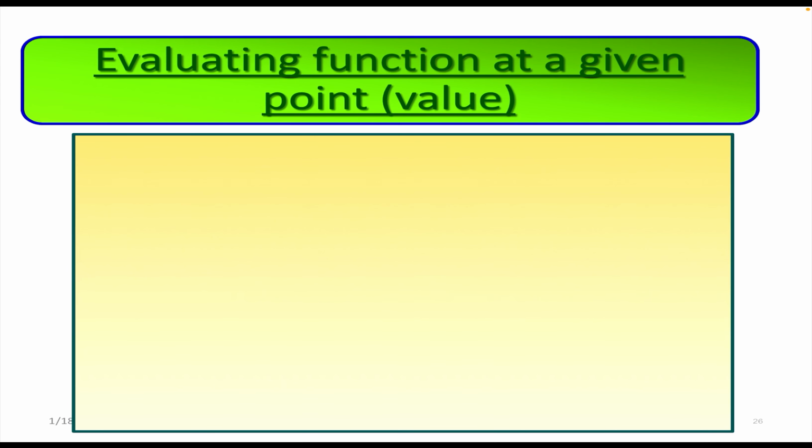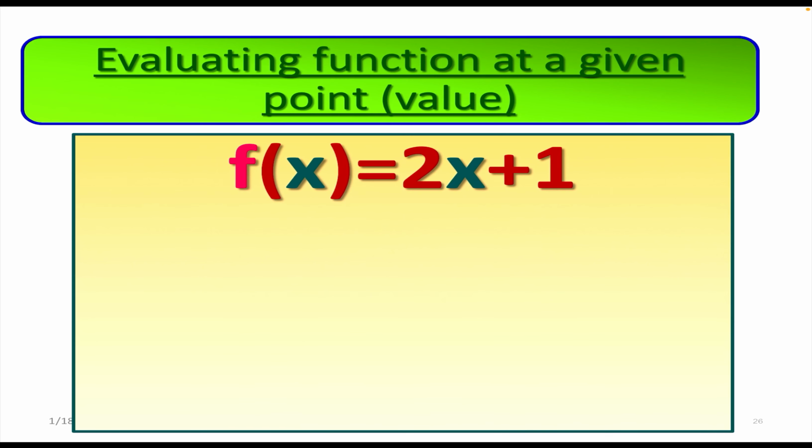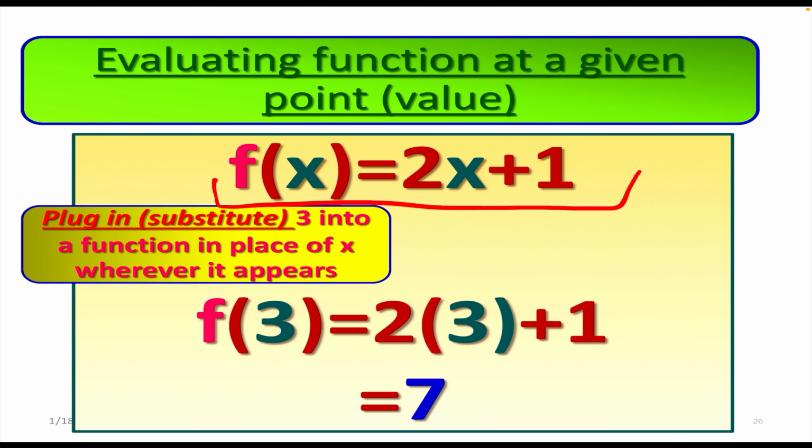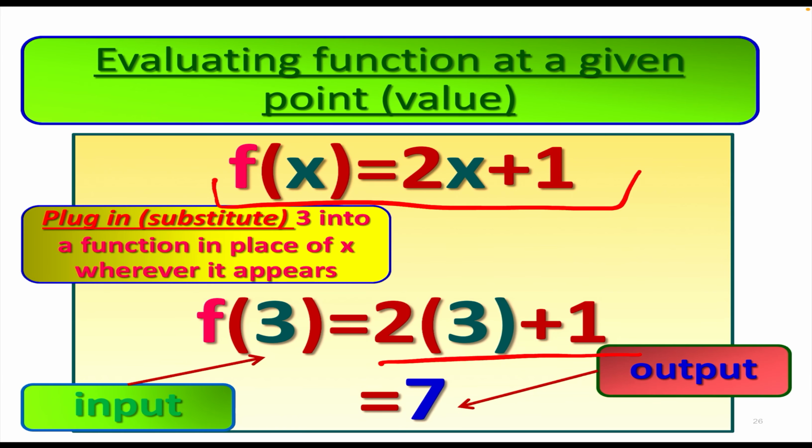Now, how to evaluate a function at a given point. I think the best way to explain this is with an example. Say we have a function f of x equals 2x plus 1, a very basic linear function. How do we evaluate this function at the value 3? All you do is take this 3 and plug it in for x in your function. So you replace x with 3 and work out 2 times 3 plus 1. 2 times 3 is 6, plus 1 is 7. So the value of this function at the point 3 is 7.